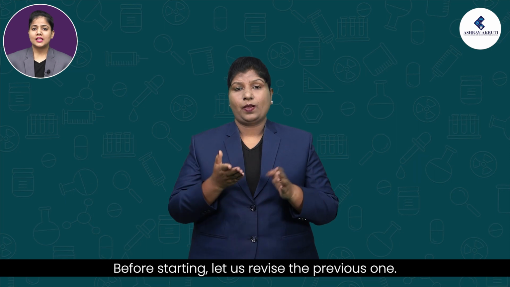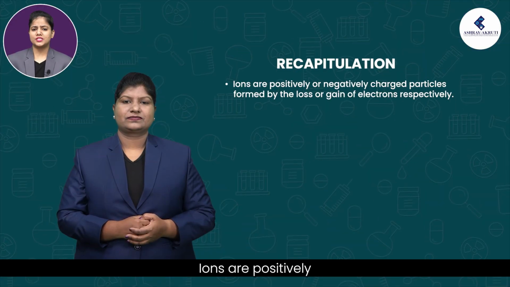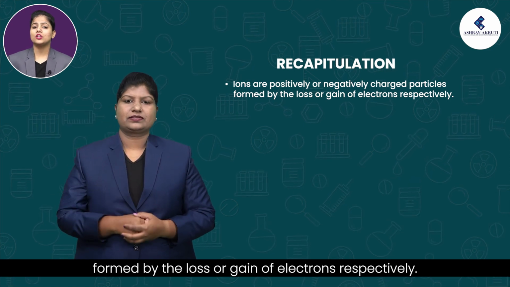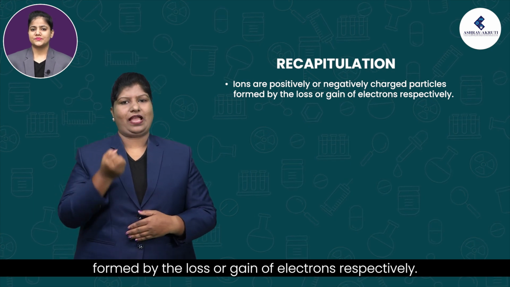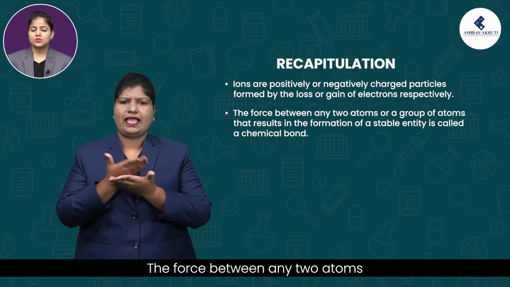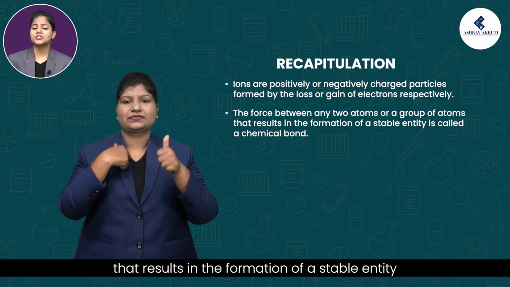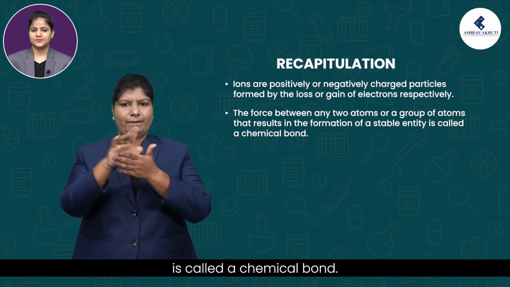Before starting, let us revise the previous one. Ions are positively or negatively charged particles formed by the loss or gain of electrons respectively. The force between any two atoms or a group of atoms that results in the formation of a stable entity is called a chemical bond.